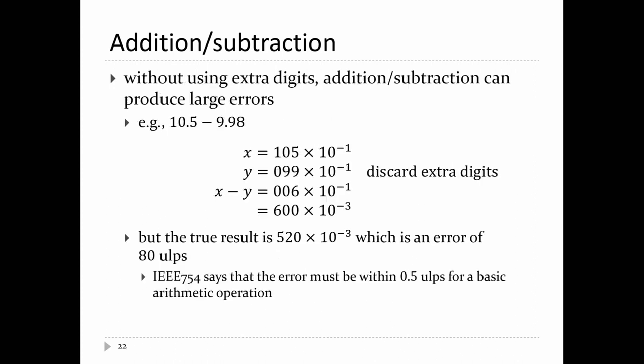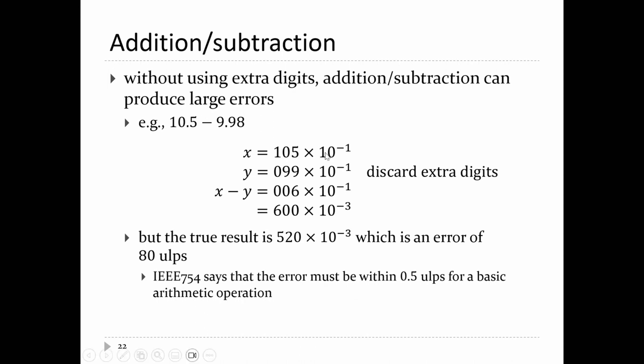Unfortunately, that's not true. If you don't have those extra digits, then when you compute a sum or a difference, you can end up with answers that have very large errors. So 10.5 minus 9.98. Observe again, I can write 10.5 out exactly in our representation. It's just 105 times 10 to the minus 1. 9.98, I can also write out exactly. It's 998 times 10 to the minus 2.